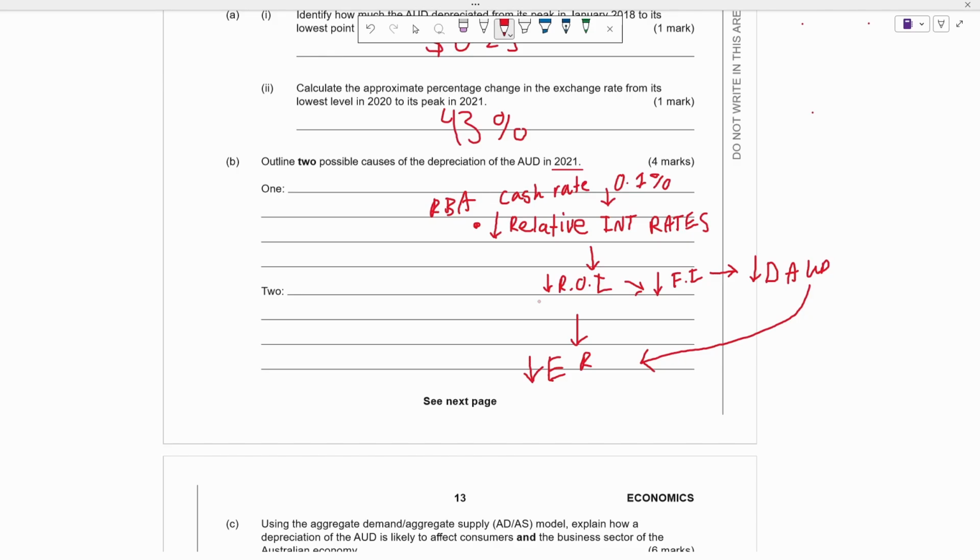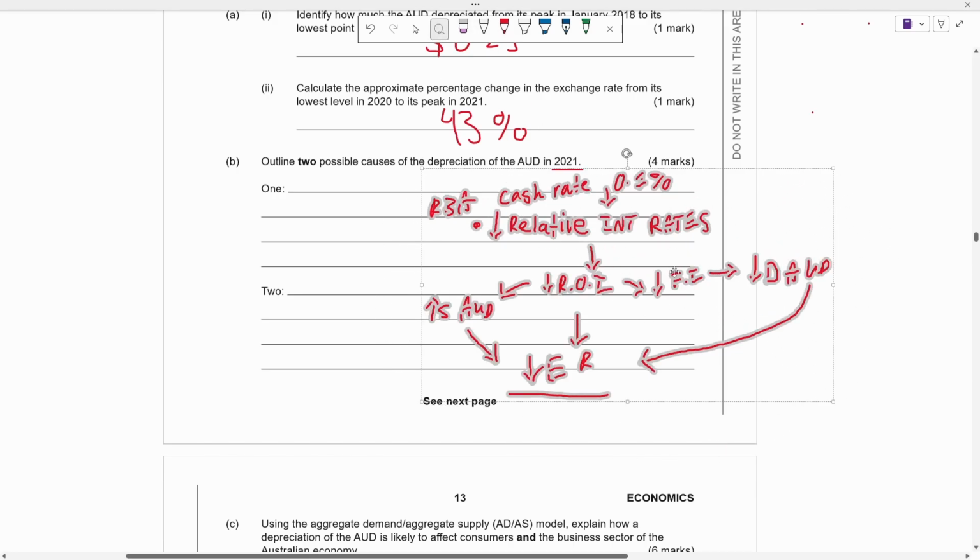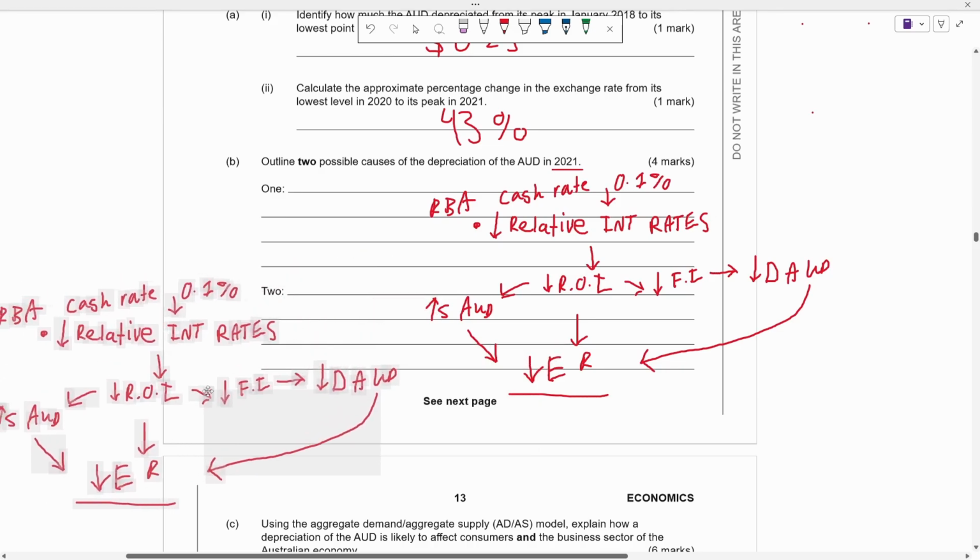Now you could also talk about domestic investors. As they make a lower return on investment, they're going to invest more abroad to gain a higher return. So that's going to mean a higher supply of Australian dollars. Why is there an increased supply? Well, as domestic investors start investing more abroad, they're going to have to exchange more Australian dollars for the foreign currency to invest in the foreign country. The higher supply is also going to cause a decrease in the Australian dollar. So this is our planning for our relative interest rate. So I'll just move this here.